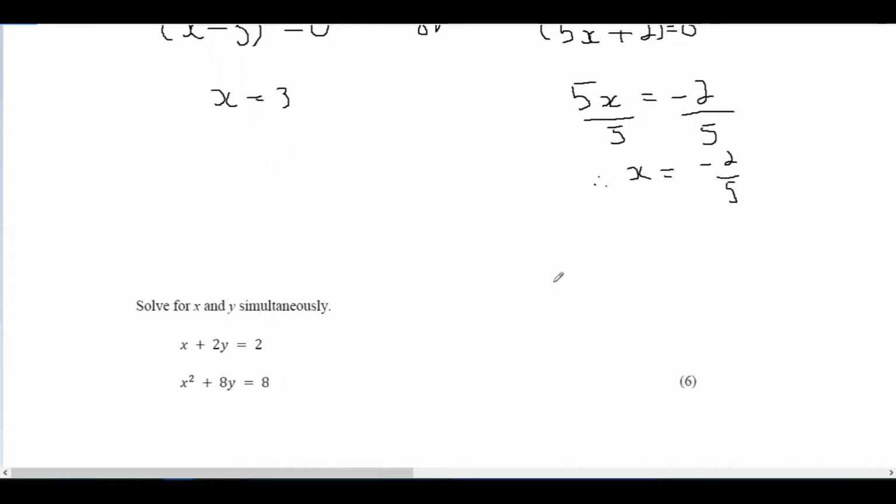Easy 2 marks. And next question, I have a simultaneous equation. We have solve for x and y. So we're given that x + 2y = 2 and x² + 8y = 8. So what we're going to do, we're going to start off by making either term subject of the formula. So we're going to start off with x, since we have an x here by itself already. So we're going to subtract 2y on both sides. We're left with x = 2 - 2y.